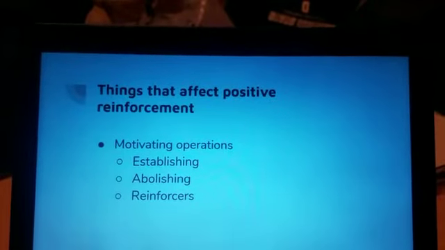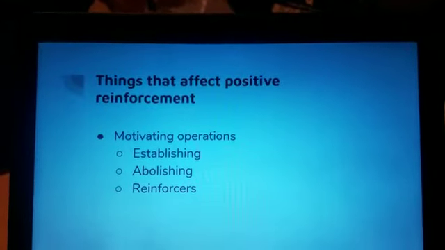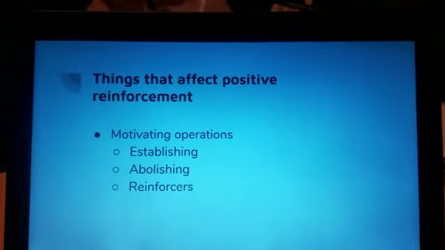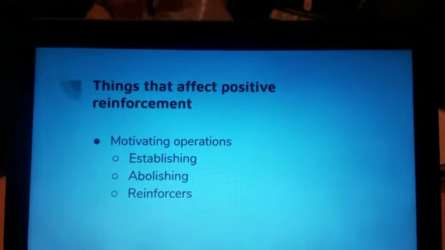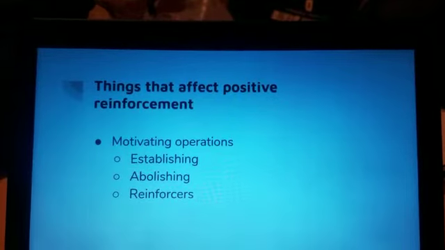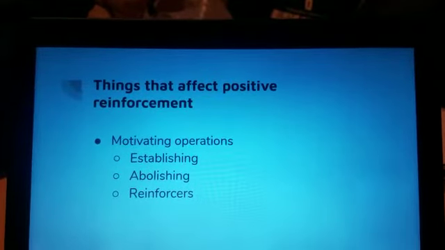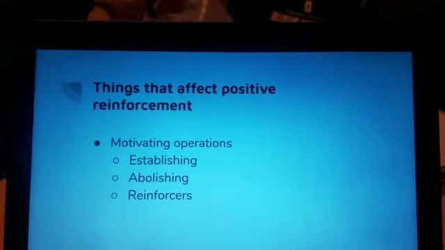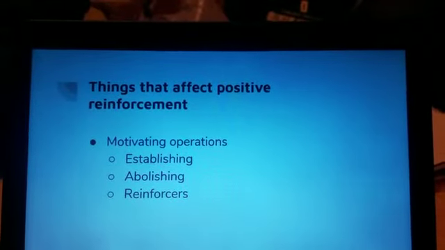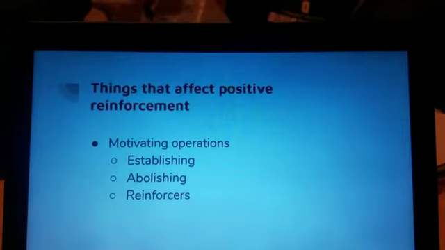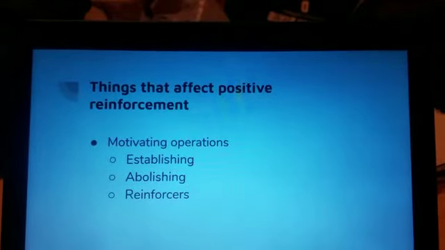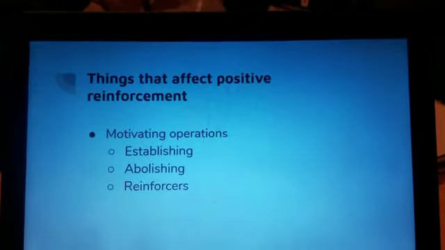There are two types of motivating operations: establishing and abolishing. A motivating operation that increases the current effectiveness of a reinforcer is called an establishing operation, and a motivating operation that decreases the current effectiveness of a reinforcer is an abolishing operation.